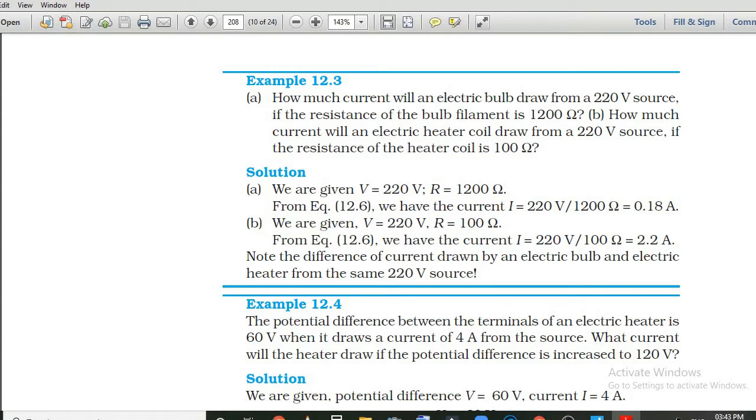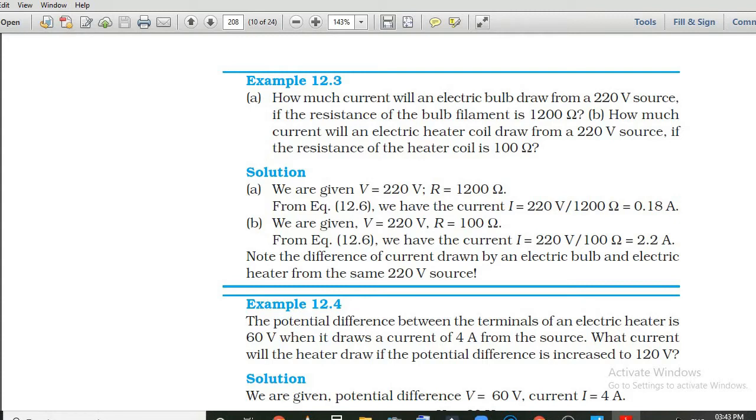That is the question. We have the solution because from Ohm's law we studied V by I is equal to R. Therefore what is I? I is equal to V by R. Voltage by resistance will give current. Voltage is 220 volt. Resistance is 1200. Just divide it. 220 divided by 1200, we will get 0.18 ampere.